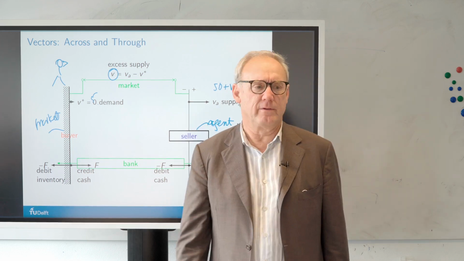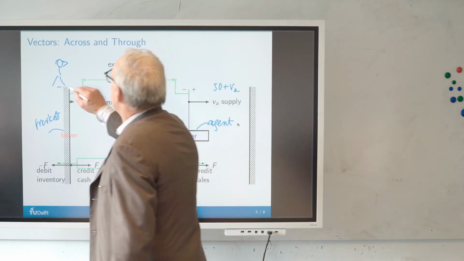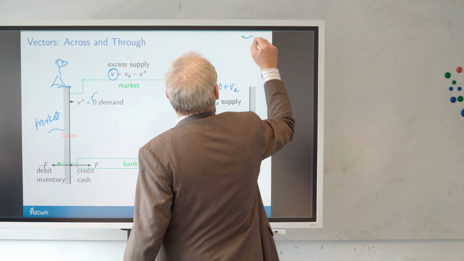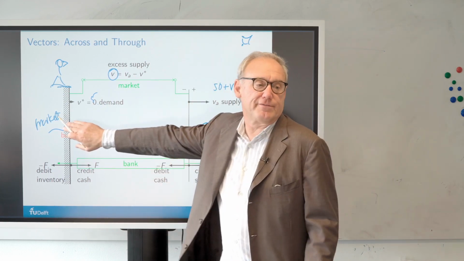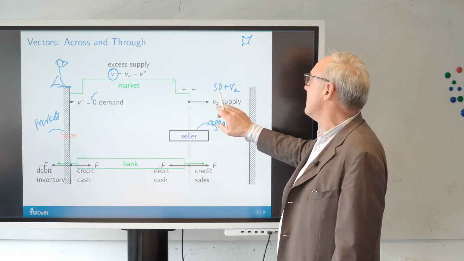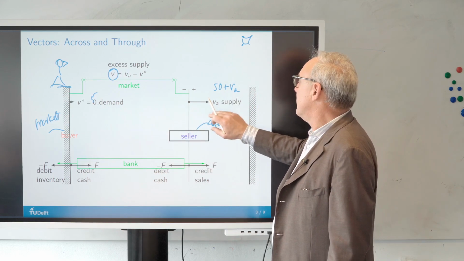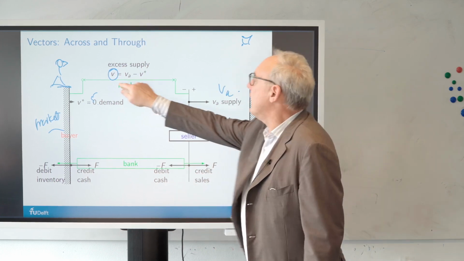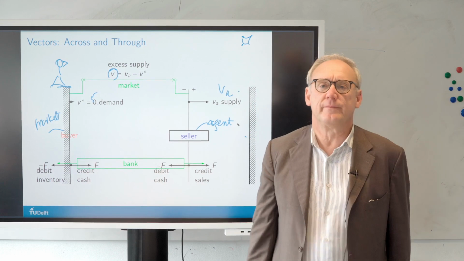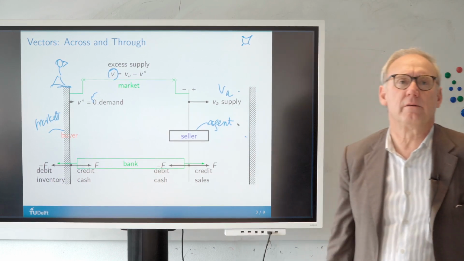But somebody standing not here, but standing out here, say God or somebody, sees us going at 50, and he sees this guy is going at 50 plus VA. And we see this.